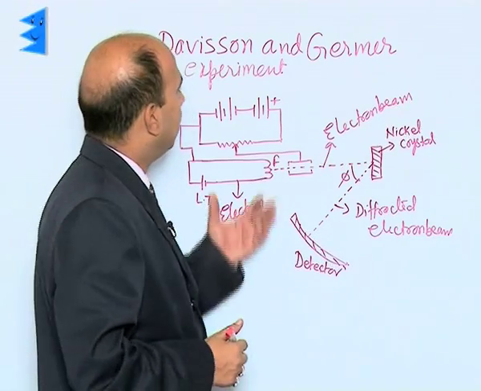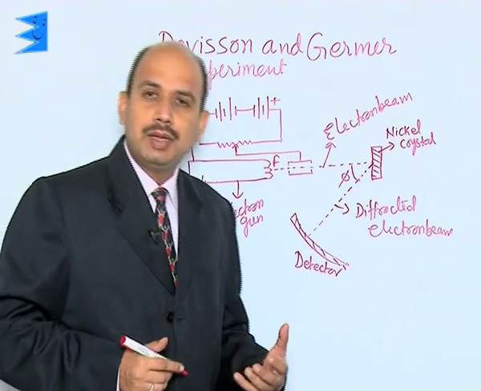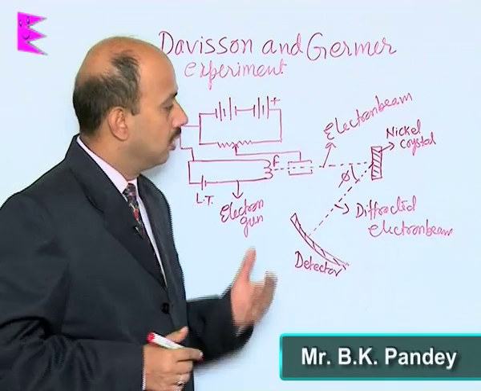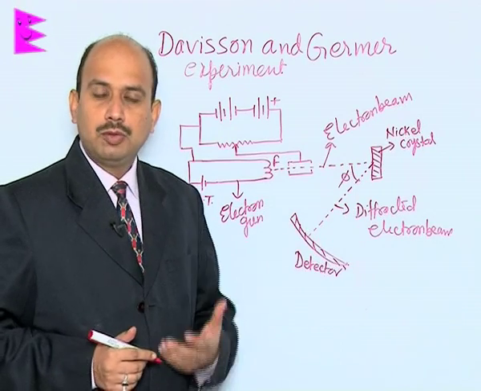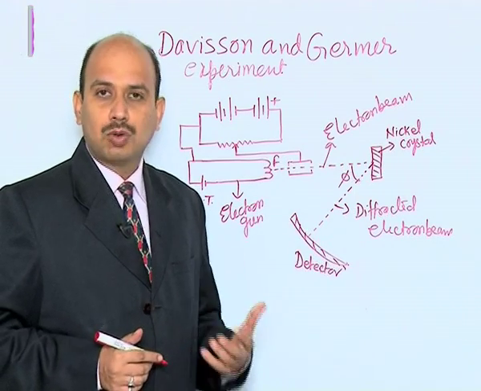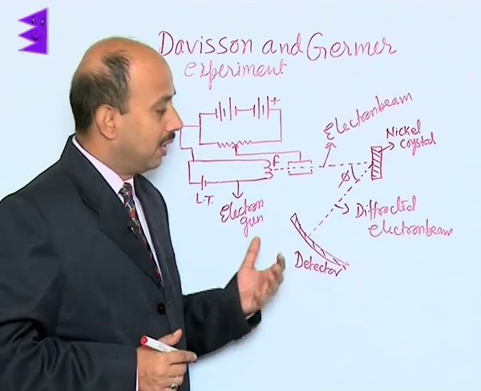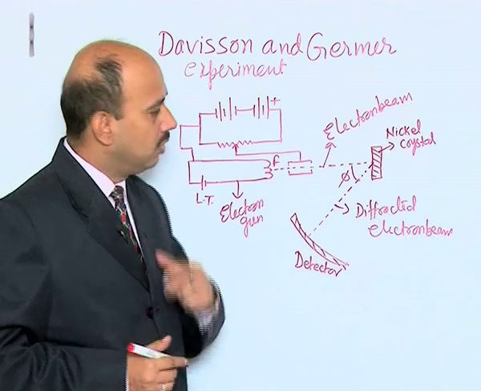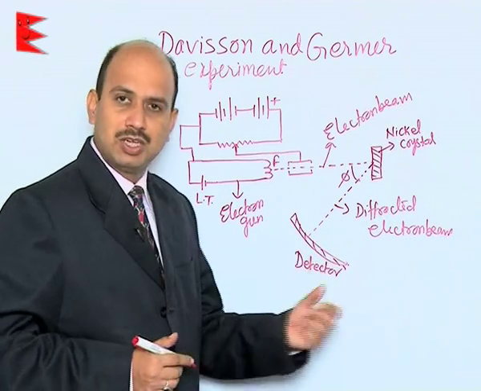Now see the Davisson and Germer experiment. This experiment demonstrates the particle and wave nature of moving electrons. It means we can justify de Broglie's concept, or demonstrate that moving electrons behave as waves. Now see the arrangement of this apparatus.